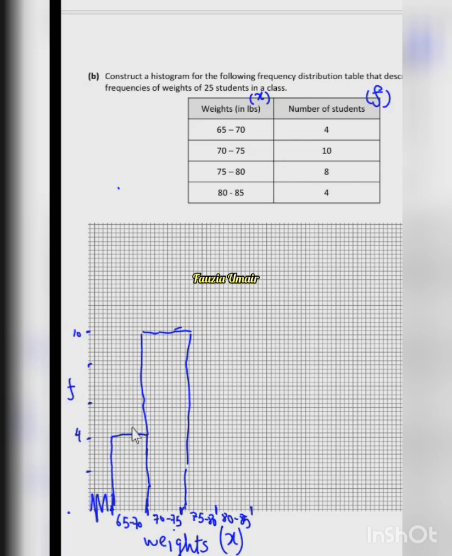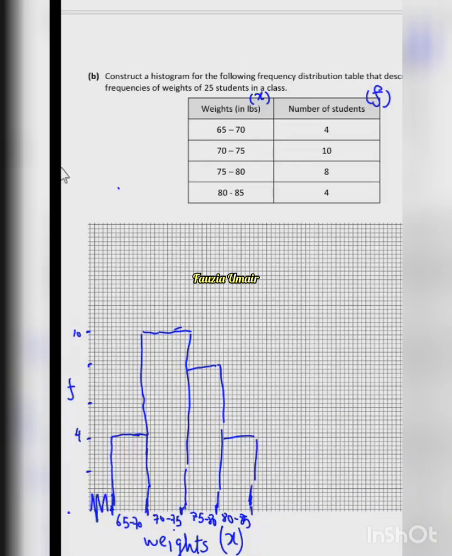How much height is this having? 4. The second bar is having height 10. Third bar is having height 8. So somewhere here. Are you getting this idea, 8th class? And the last is again 4. So this is the last one. This is the graph. Just this much graph for the 4 marks in the paper.